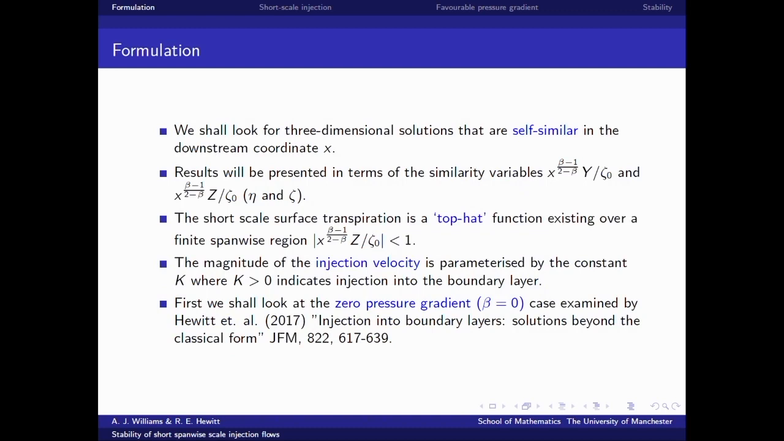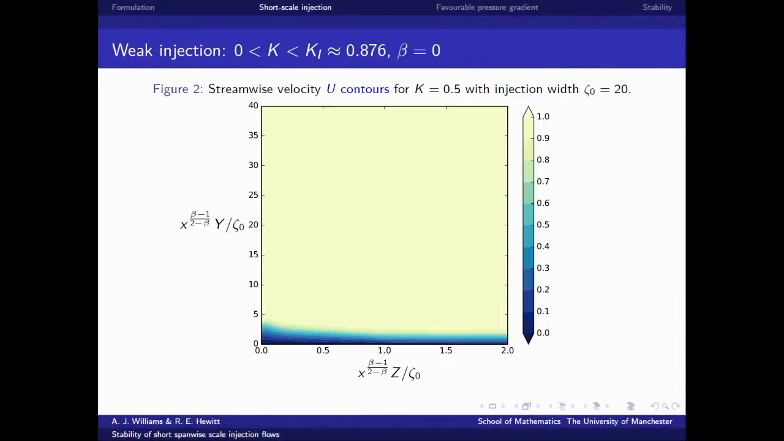So first I'm going to have a look at the self-similar solution, and you have these similarity variables, the transverse and the spanwise coordinates. We're going to have an injection over a finite region where it's a top hat profile, so just having injection and no injection in the 0 to 1 area, and then the rate of the injection is parameterized by K. First, have a look at the case where there's no pressure gradient. When you've got a weak injection, you don't really get much variation from the usual 2D boundary layer, so you get a slight thickening near the center of the injection region, but there's nothing much happening.